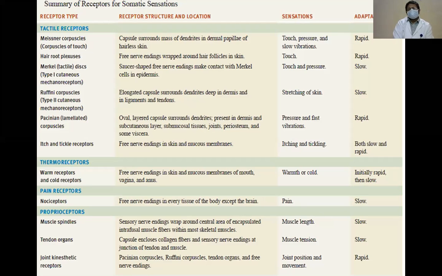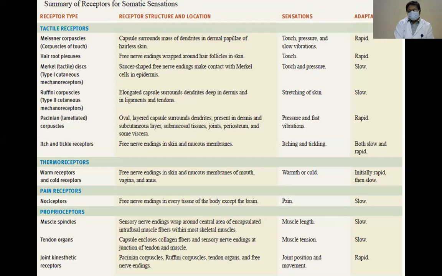The nociceptors of pain are free nerve endings present in almost every part of the body except the brain, and they are slowly adapting. When it comes to the proprioceptors, there are the muscle spindles, the tendon organs and the joint kinesthetic receptors. The sensory nerve endings of the muscle spindles are wrapped around the central area of the encapsulated fibers in the muscles, and they are slowly adapting. The tendon organs are capsules enclosing the fibers from the tendon and muscles. They sense muscle tension. They are also slowly adapting.